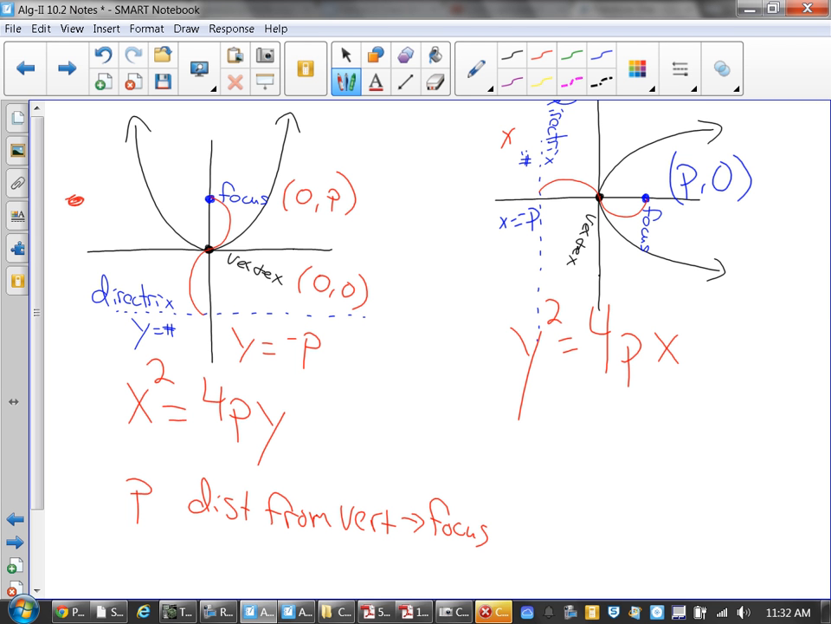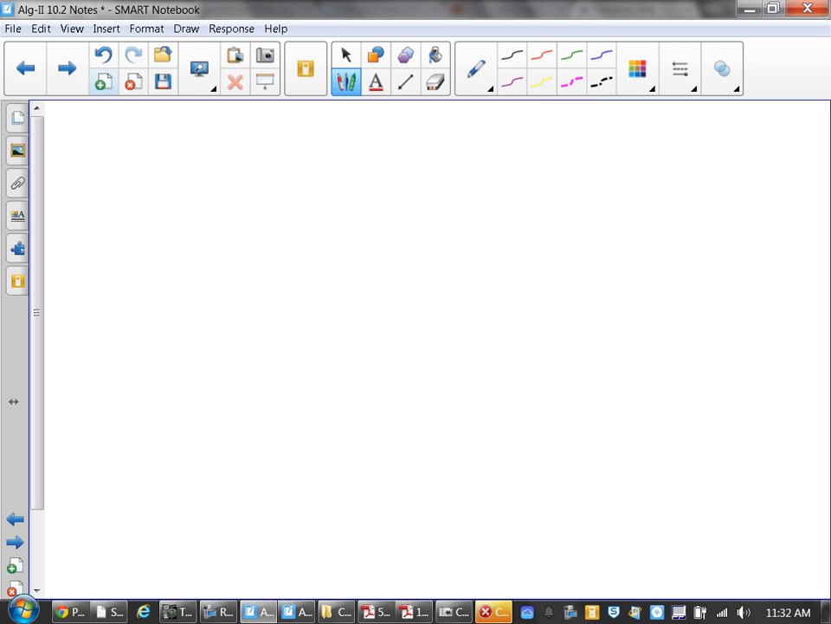Let me show you a very simple example. If I have y squared equals 16x, I'm going to walk you through how you set this up, graph and label everything you need to know. First question: is this an x squared or a y squared parabola? It's y squared. So after I notice it's a y squared parabola, I'm going to write down the generic form for the y squared parabola.